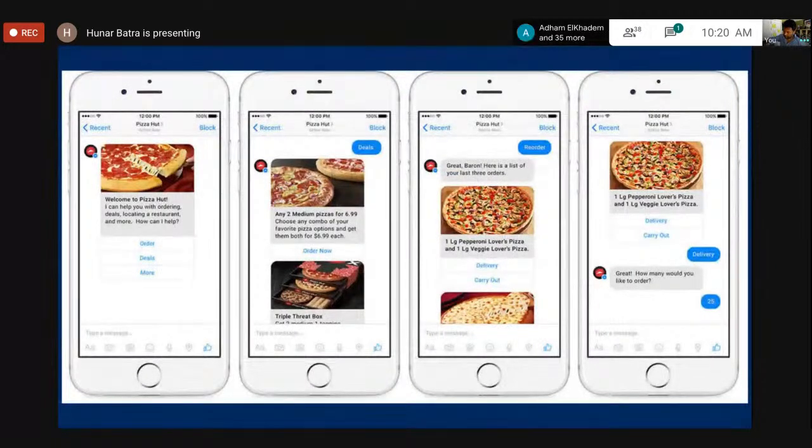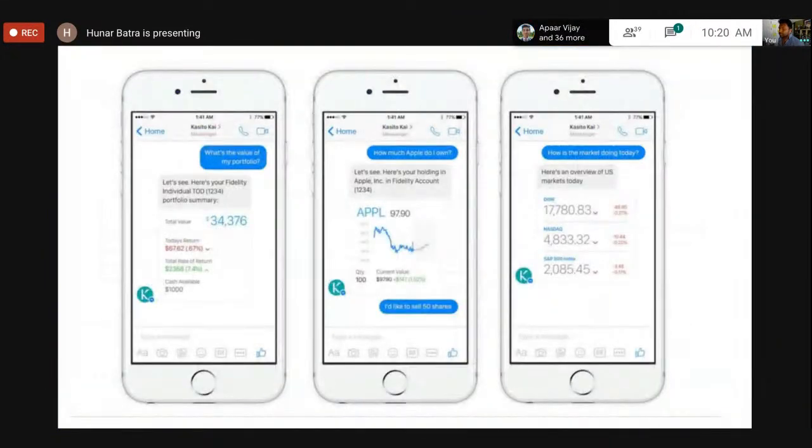And also Pizza Hut has a bot where users can get to know about their orders. They can get to know about deals. They can place an order. They can even reorder. That's something great, because the bot remembers what order you placed last. So that is also another great thing.